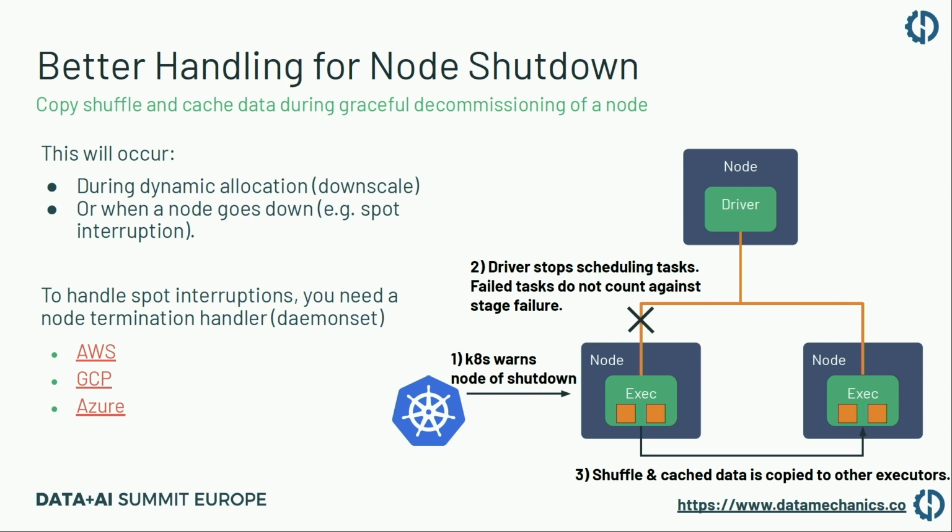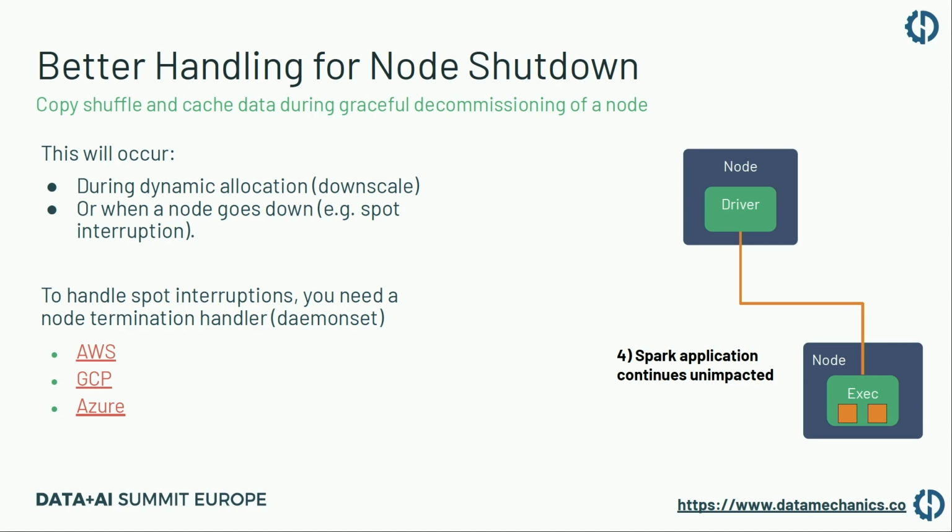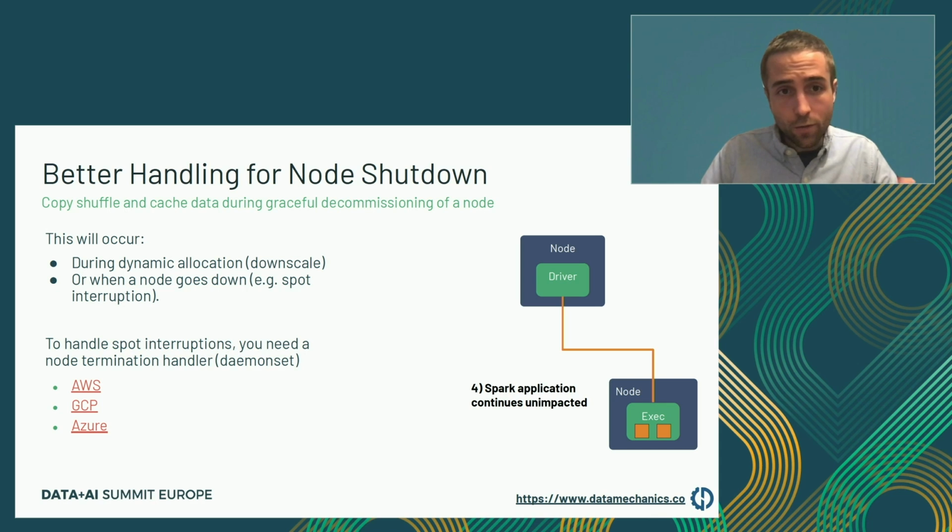What does that mean? It means that the Spark driver will stop scheduling new tasks on the executor which is about to disappear, and that the shuffle and cache data stored on this executor will be copied to a surviving executor. And so as a result, the Spark application just keeps going unimpacted because we didn't lose any shuffle files. This will make the use of spot instances much more stable with Spark, and it will also make dynamic allocation more powerful. So what's beyond 3.1 then?